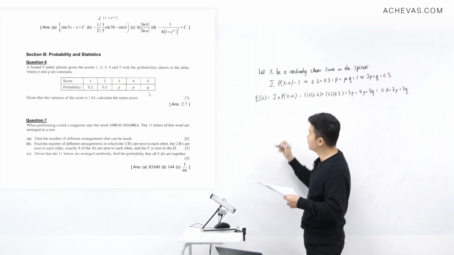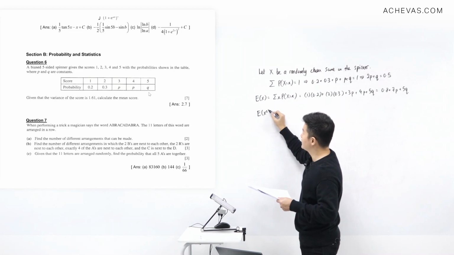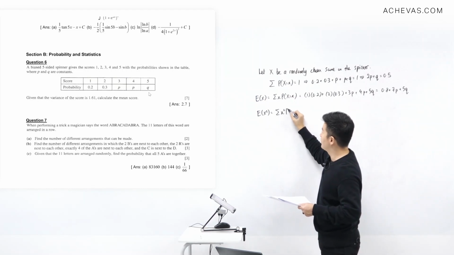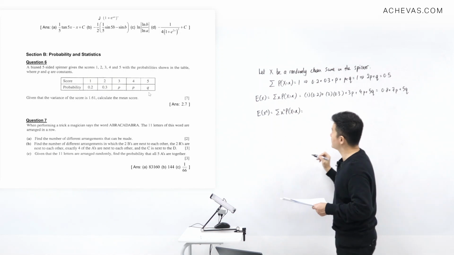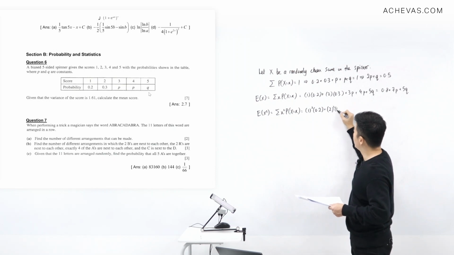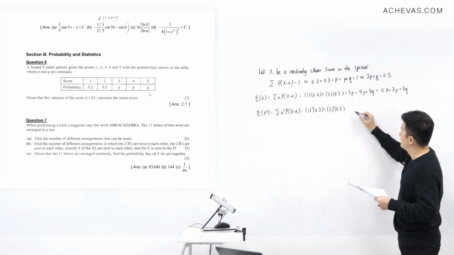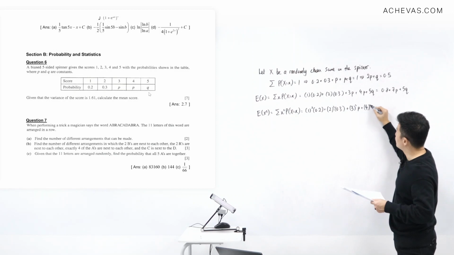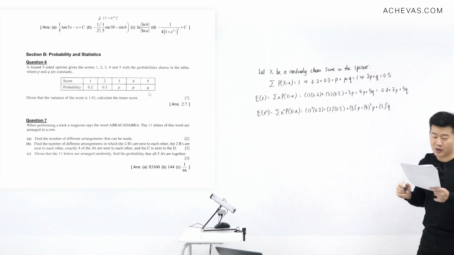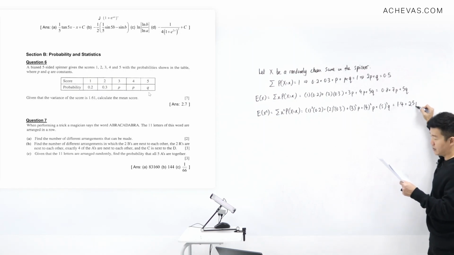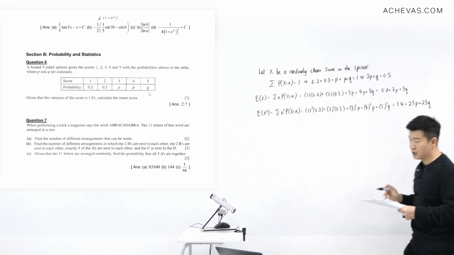Okay, so I have my expectation of X, and if I'm working towards getting the variance, the next thing I'm going to try to get is the expectation of X squared, which is the summation of x squared multiplied by the probability that X is equal to x. So it is going to be equal to 1 squared multiplied by 0.2, 2 squared multiplied by 0.3, then 3 squared multiplied by p, 4 squared multiplied by p, and 5 squared multiplied by q. This gives me 1.4 plus 25p plus 25q.